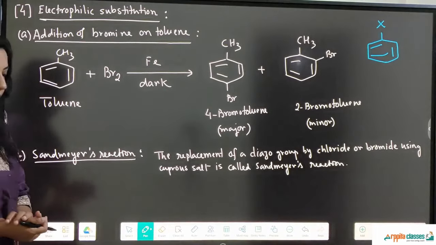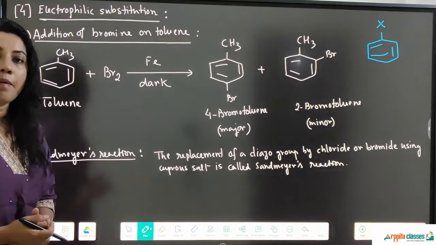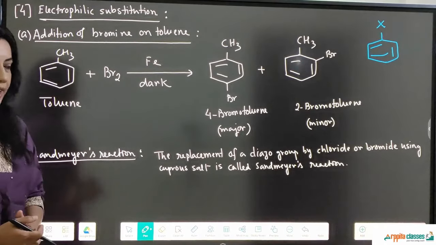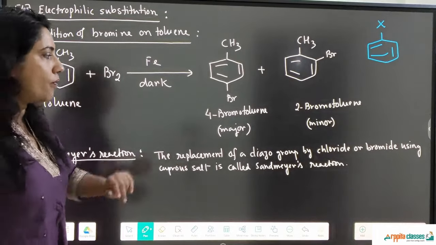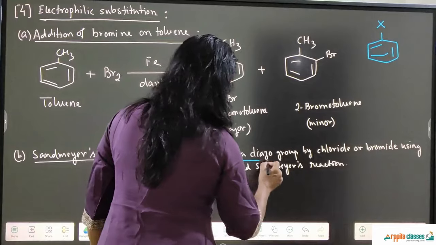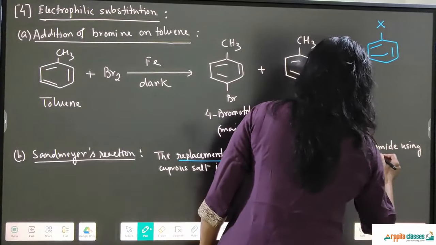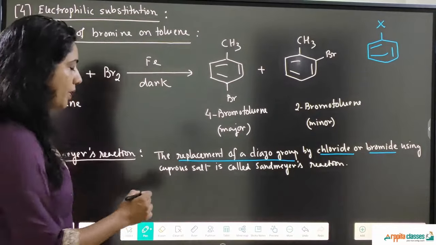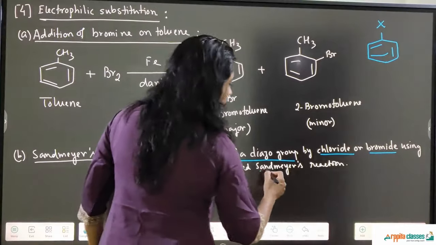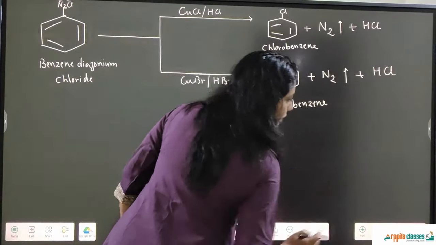So this is the first method, and the second method is again a named reaction, which is called Sandmeyer's reaction. What is this? The replacement of a diazo group. Here the diazo group is replaced by chloride or bromide using a Cu(I) salt, and this is called Sandmeyer's reaction. This is the definition of the reaction.